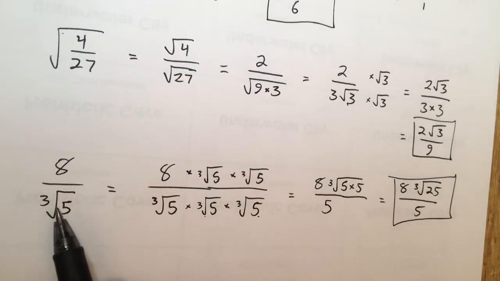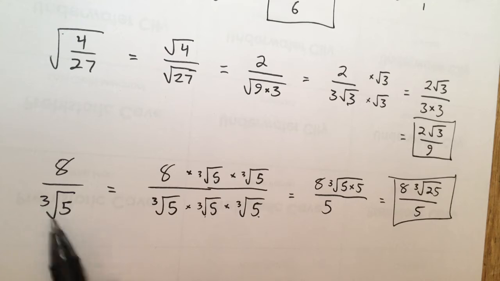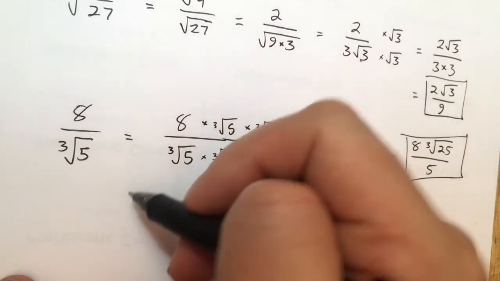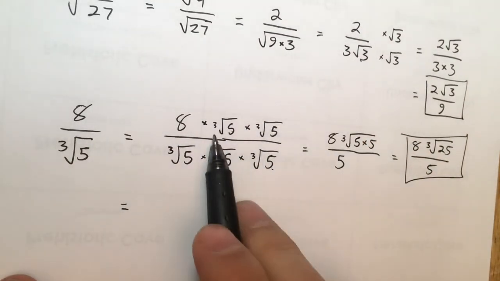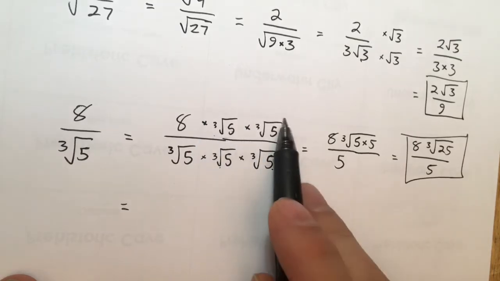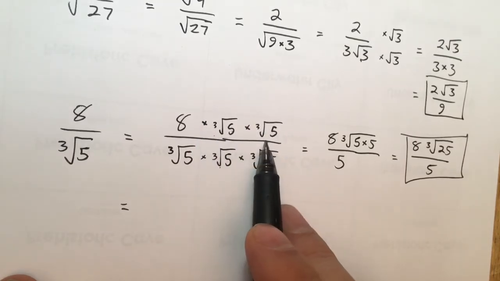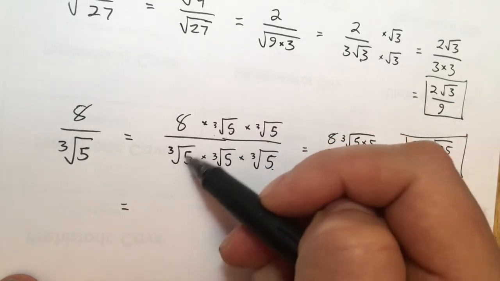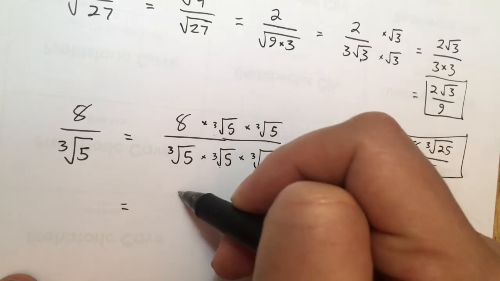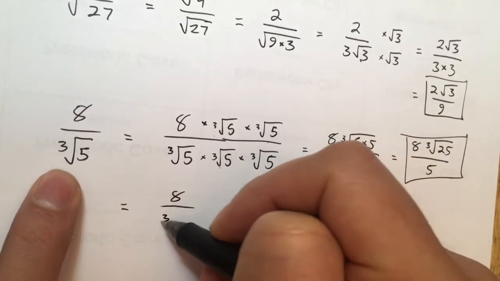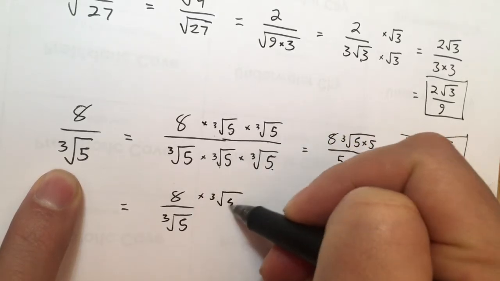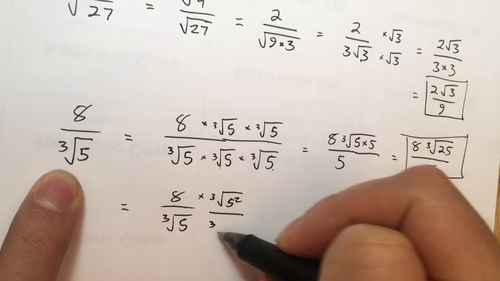So when it's not a square root, if it's a different index, you've got to multiply by that thing 3 times. Or if you think about what we did there and look at this last step, we simplified this right here. Cubed root of 5 times cubed root of 5 became cubed root of 5 squared. So that would have been another approach. Instead of doing this up here, we could have just started with the original problem, 8 over cubed root of 5, and just multiplied by cubed root of 5 squared in the numerator and denominator.